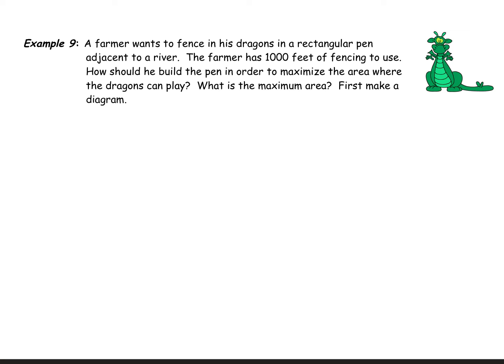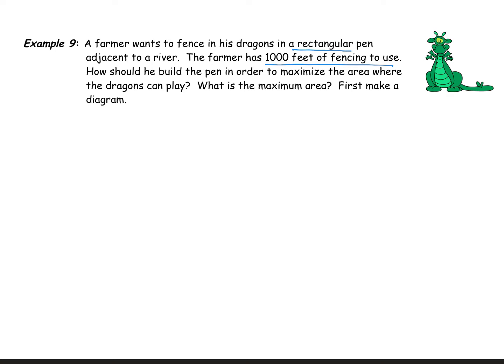This is the solution to example 9 from notes 3.1, and this is an example of an application problem of a quadratic function. We're told that a farmer wants to fence in his dragons in a rectangular pen adjacent to a river. The farmer has 1,000 feet of fencing to use, so that's one constraint. How should he build the pen in order to maximize the area where the dragons can play?